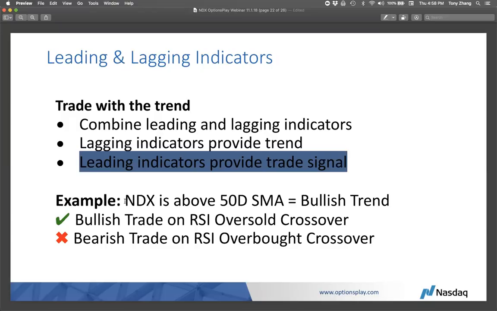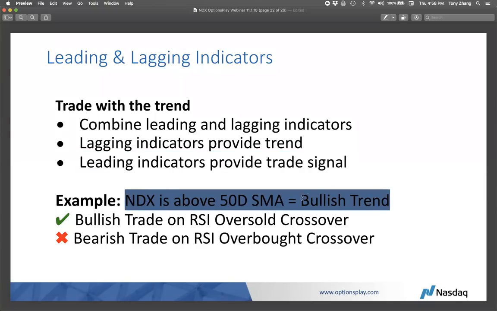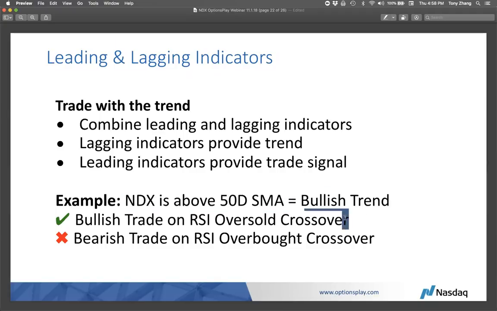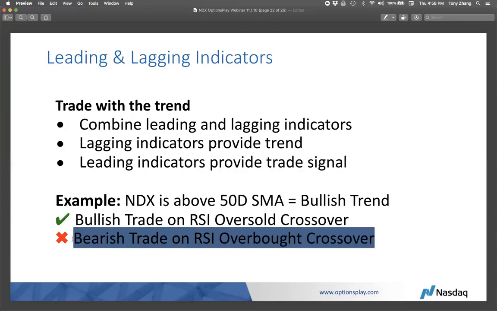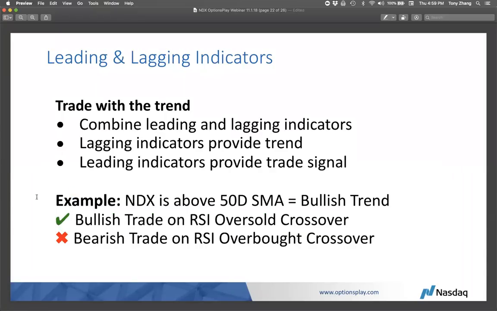And the example here, again, is that the NDX, in this particular case, is trading above its 50-day moving average. So this is a bullish trend. When it's trading above its moving average, we consider this in a bullish trend. And what we do is we only trade the bullish RSI oversold crossover signals, the buy signals using RSI. We basically ignore all the bearish RSI signals because the trend is bullish. And when it reverses, when the index is below the 50-day moving average, that's when we only look at the bearish signals and we ignore all bullish signals.